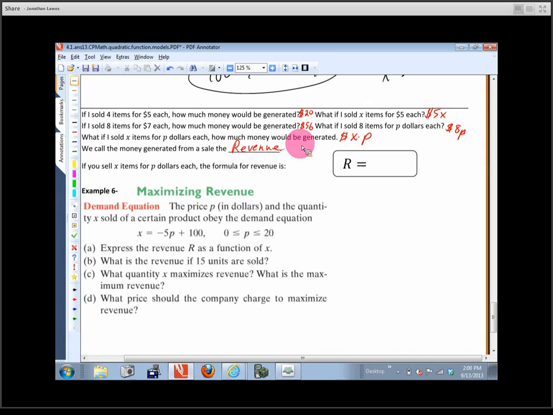Okay? So the formula for revenue is this. It is simply X times P. We just take how many we sell times the price.